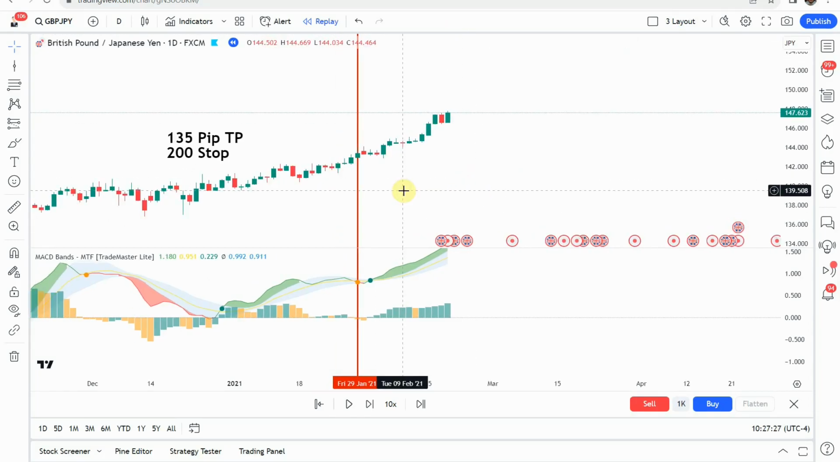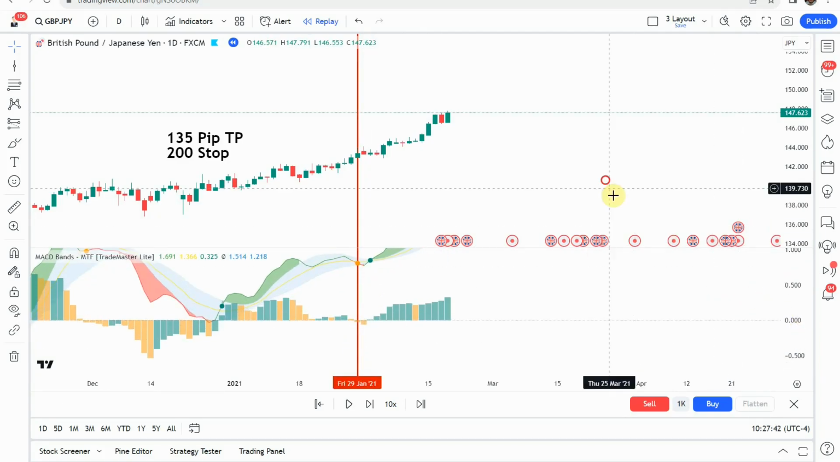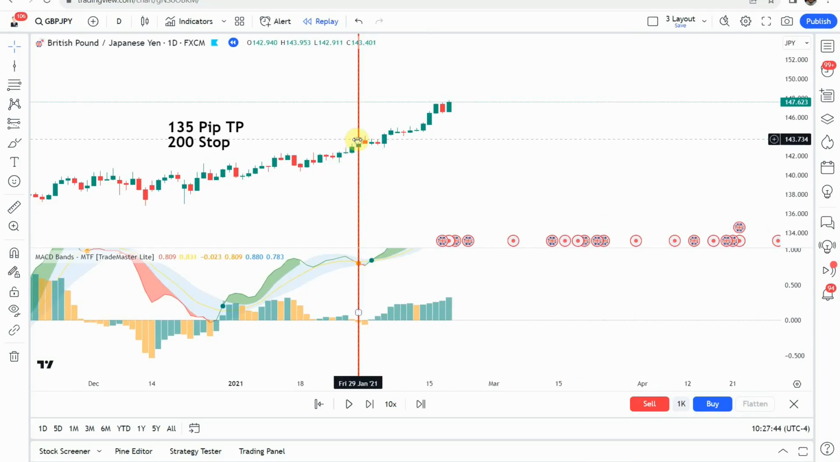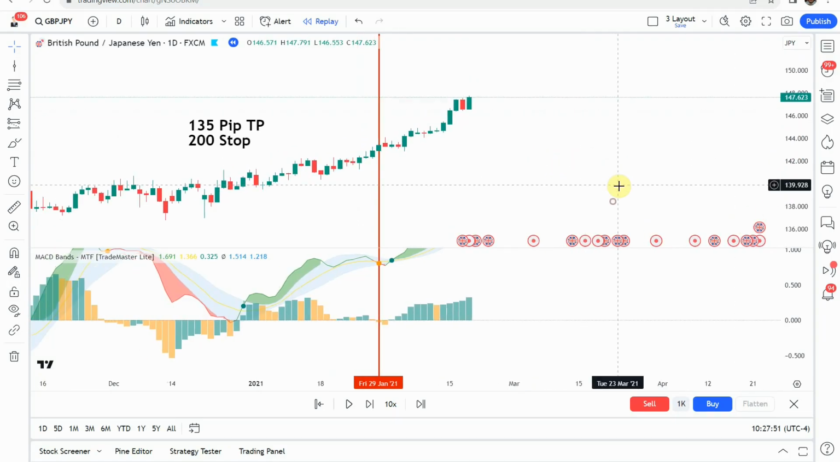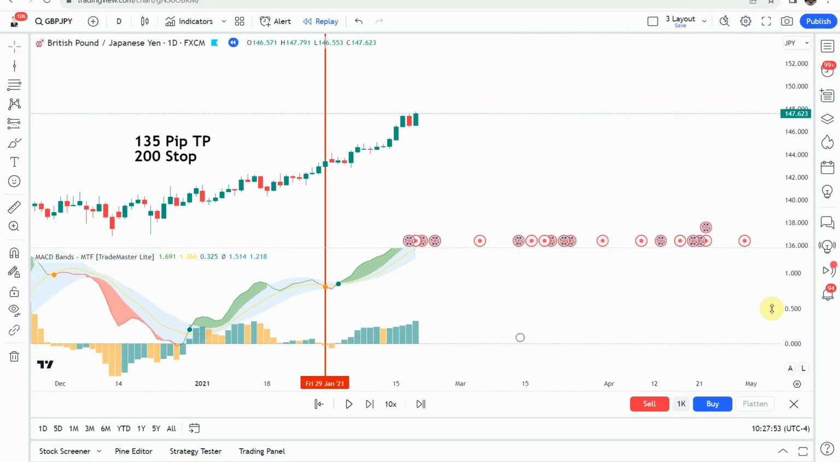Alright, the first signal that we pick up is a short signal. You can see that we get the orange dot right here. Moving averages are above that 0 line, and we have the orange bar right here to also confirm. And unfortunately, the price action starts trading sideways and spikes right back up to the upside there. And so that one is going to stop us out.